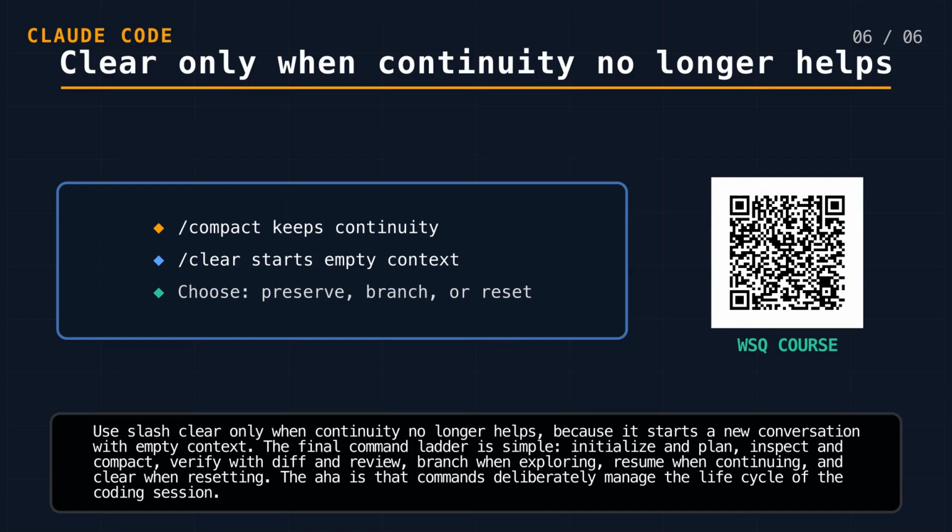The final command ladder is simple: initialize and plan, inspect and compact, verify with diff and review, branch when exploring, resume when continuing, and clear when resetting. The aha is that commands deliberately manage the life cycle of the coding session.